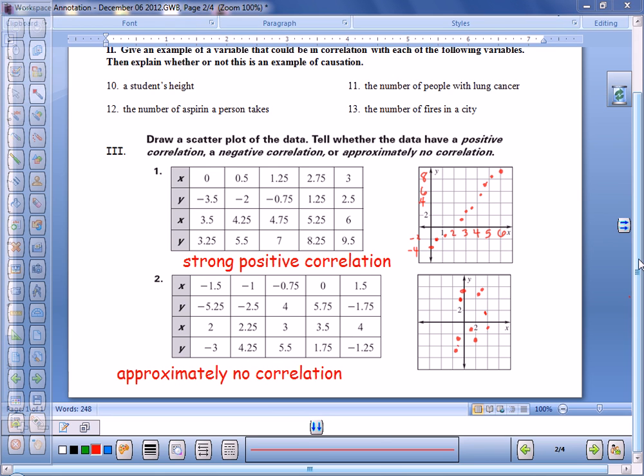This was on your second worksheet, so take a look at this. This is where we were to graph the scatter plot and the correlation. So this one, when we plotted, it looks quite linear and it has a positive slope. So we would say this is a strong positive correlation. And then number 2, when we graph it, our points were all over the place. And when it looks like this, we can't really find a correlation at all, so there's approximately no correlation on this one.